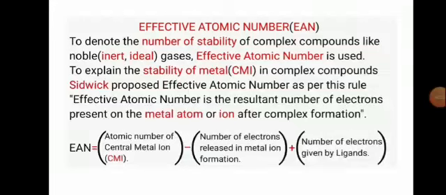Now, what is effective atomic number? Earlier, many theories were put forward to explain the stability of coordination compounds. One such theory was effective atomic number, given by Sidgwick. As per this theory, the central metal will continue to gain a pair of electrons, that is two electrons, from the ligands till it has electrons equal to the nearest noble gas.